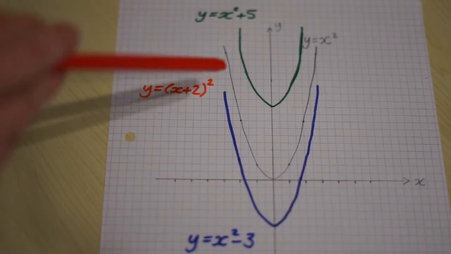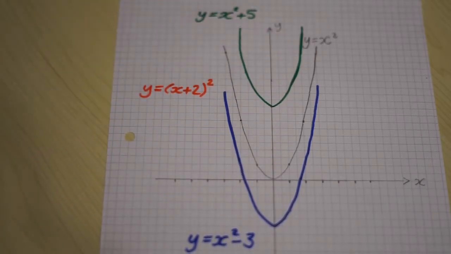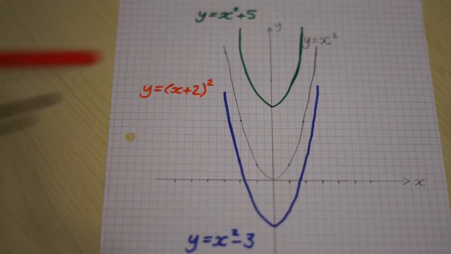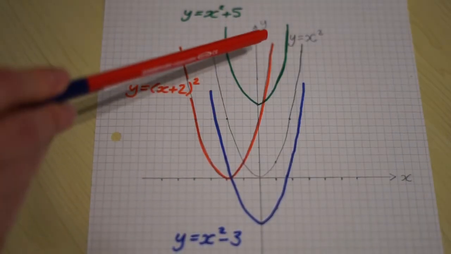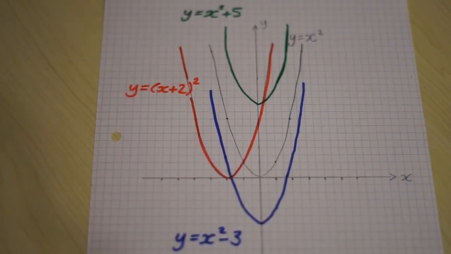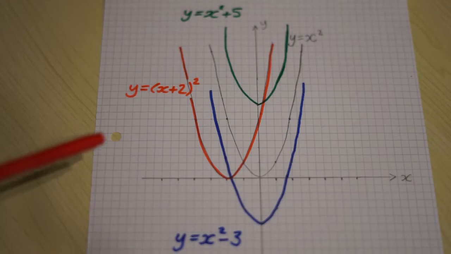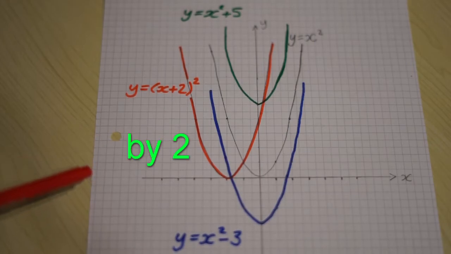Still sticking with y equals x squared as our original graph, as our basic graph, if you are asked to sketch this graph written in red, then it would look like this. Here it is drawn in red. We see that this is a horizontal translation of the original graph towards the left.